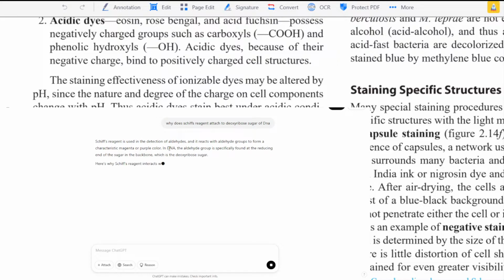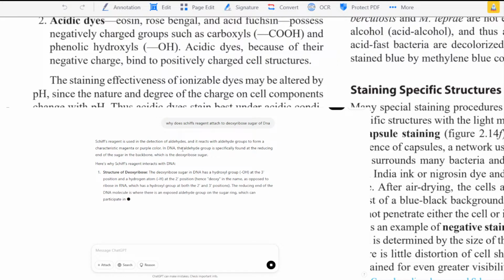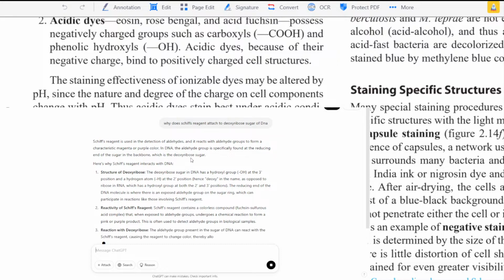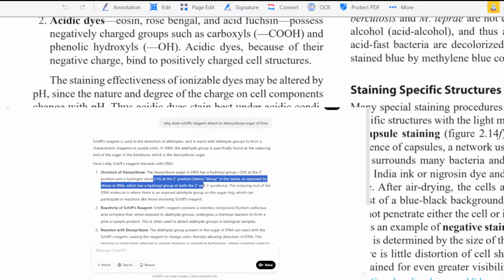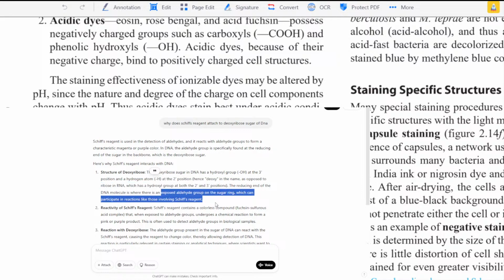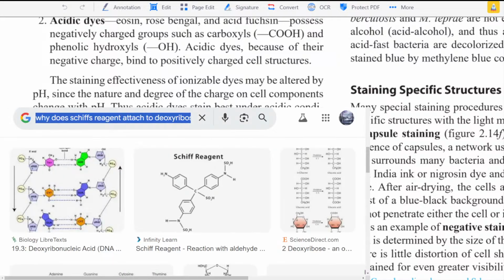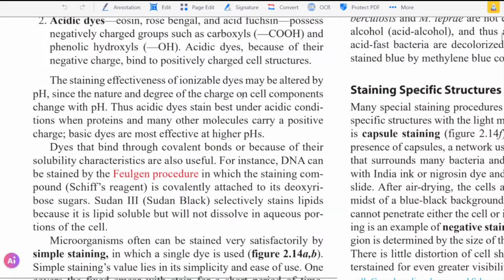Schiff reagent is used for detection of aldehyde. It reacts with the aldehyde group to form a characteristic magenta or purple color. In DNA, the aldehyde group is especially found at the reducing end of the sugar in the backbone, which is the deoxyribose sugar. Deoxyribose sugar in DNA has a hydroxyl group at its 3 position, right? With the H at the 2 position, hence the deoxy in the name. Okay, with exposed aldehyde on the sugar ring which can participate. Oh, I must be dumb. Yeah, okay, so it is the aldehyde group in the deoxyribose sugar.